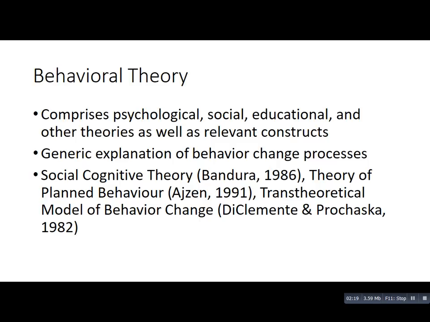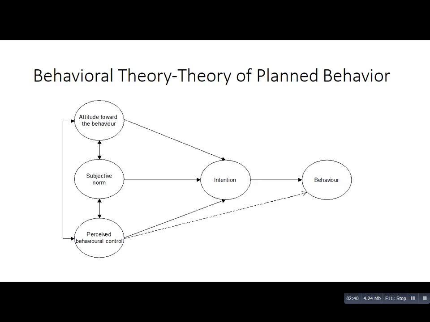So all these models do basically the same thing. They give us a very generic explanation of the behavior change process. Again, you're probably familiar with the social cognitive theory, theory of planned behavior, or the trans-theoretical model of behavior change. And here's an example to make sure you understand what I mean by that.